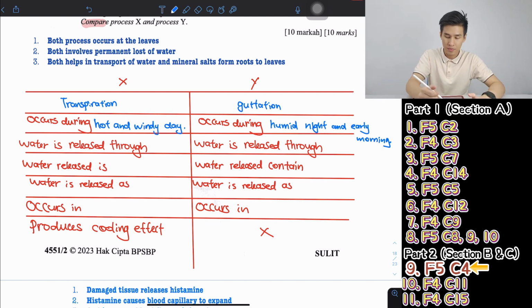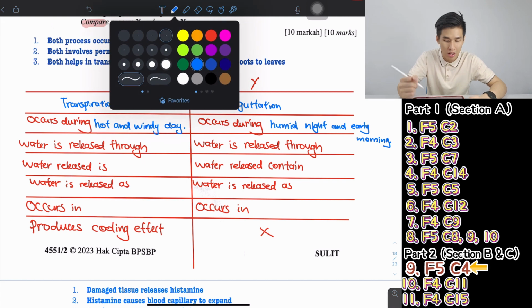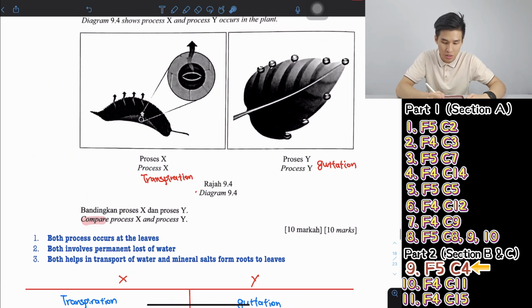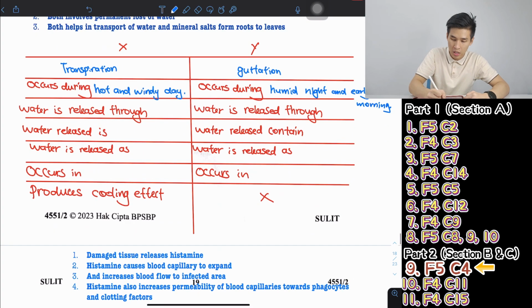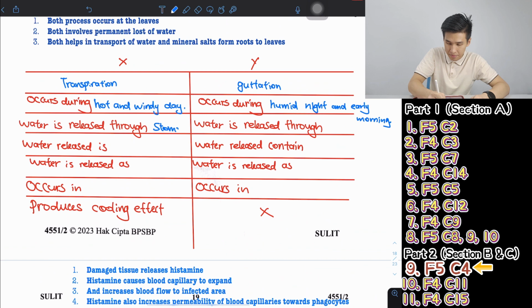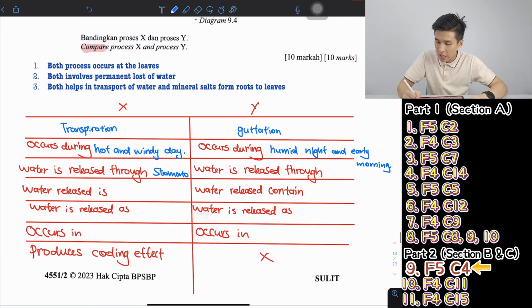The next one, water. Now, where the water comes out from is different. Just now we said this one comes from the stoma. This one comes from the edge of the leaf. So it's two different parts. So this one we can say it's through stomata. This one through the holes at the edge, the process called guttation. What am I saying? I'm so sorry. Through the hydathodes.